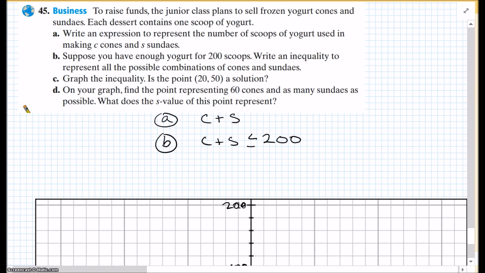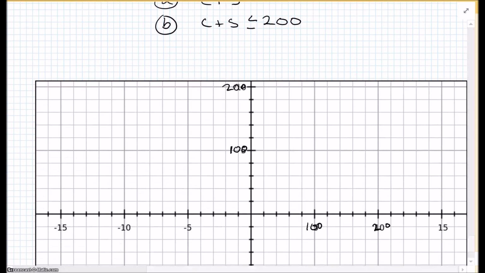Part C, graph the inequality. Okay, so we'll make the vertical axis cones, so y equals cones, and x equals sundaes. I'm going to highlight that so we can see it really easily. I made each tick mark represent 20. So let's look. If I sold 0 cones, I would have to sell at most 200 sundaes. So let's mark that spot.